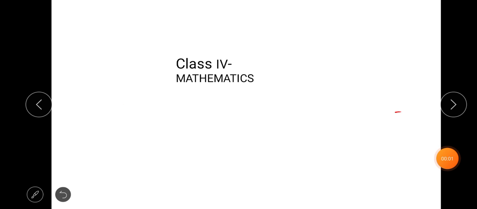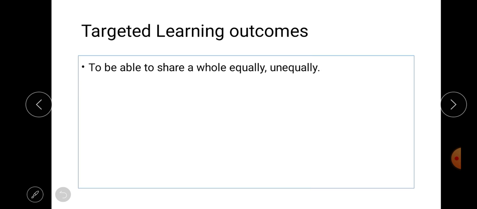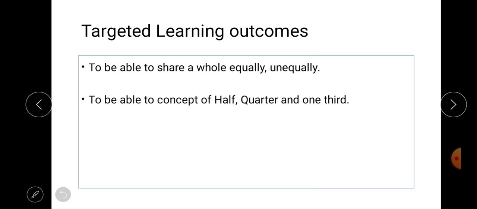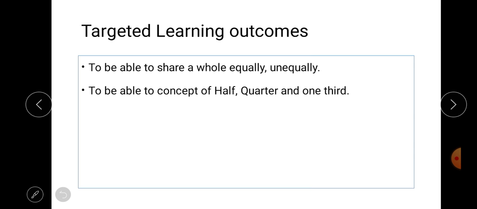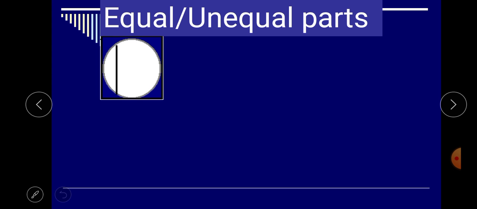Welcome dear students. Today we will learn Class 4 Maths, chapter Halves and Quarters, part 1. Targeted learning outcomes: students will be able to share a whole equally and unequally, to be able to differentiate the concept of half, quarter and one third, to be able to write a fraction as numerator and denominator. Equal and unequal parts.